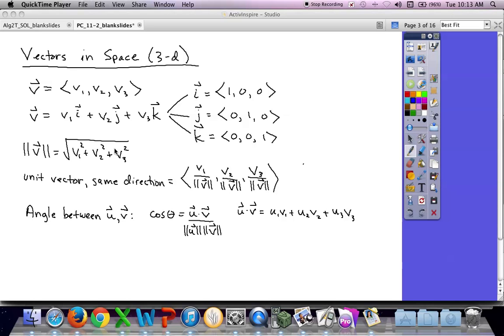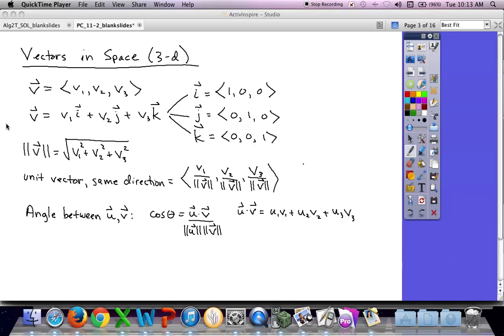So vectors in space, 3 dimensions, means that the vector, which we've dealt with already in 2 dimensions, just had these first 2 coordinates, v1, v2, right? Now it's got a 3rd component, v1, v2, v3. That's what we call the component form of a vector.